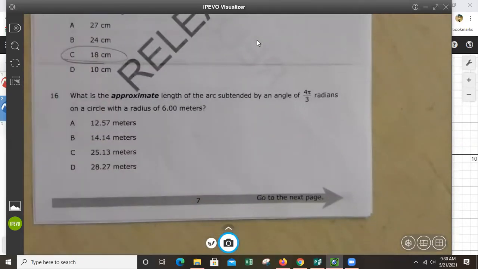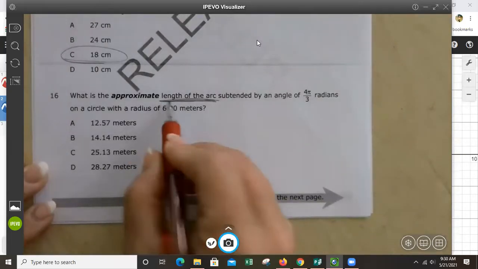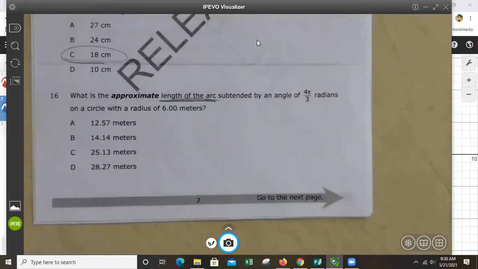All right, look at 16. What is the approximate length of the arc? Wonder what formula I would use to find length of an arc. Subtended by an angle of 4 pi over 3 radians on a circle with a radius of 6 meters. All right, so what's my formula for length of the arc?